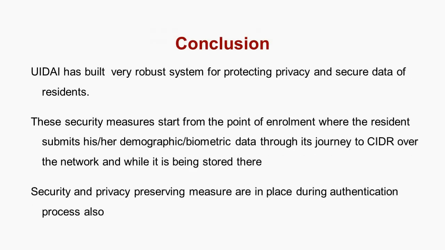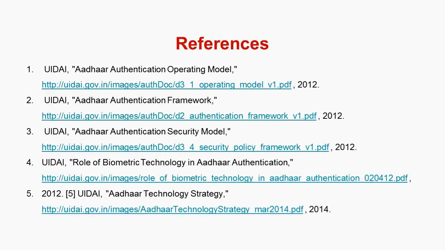Conclusion: UIDAI has built a very robust system for protecting the privacy and securing the data of residents. These security measures start from the point of enrollment, where the resident submits his or her demographic and biometric data, through its journey to the CIDR over the network, and while it is being stored there. Security and privacy preserving measures are in place during the authentication process also. Thus, the Aadhaar system is very secure from every angle and every perspective.